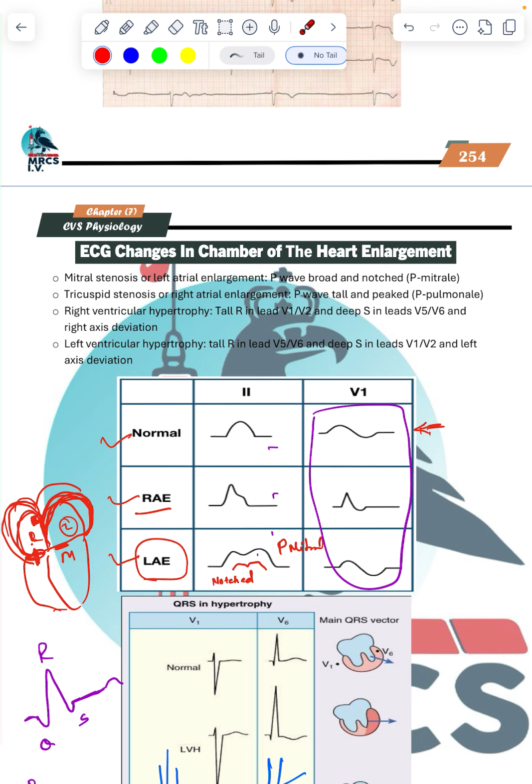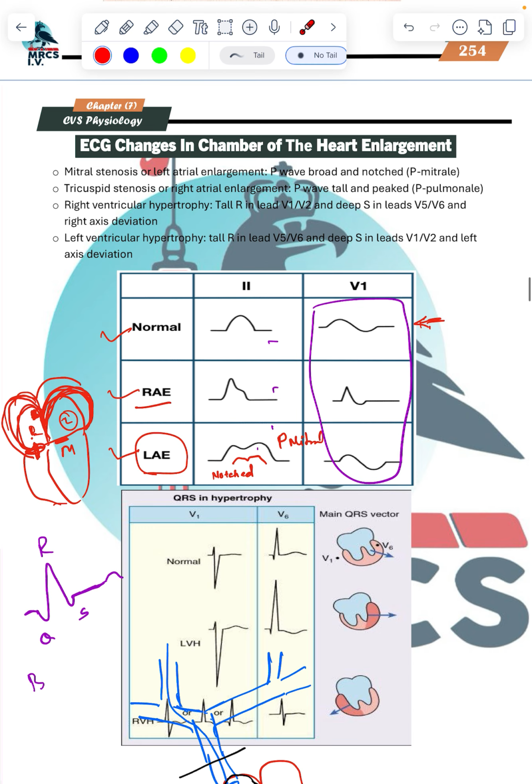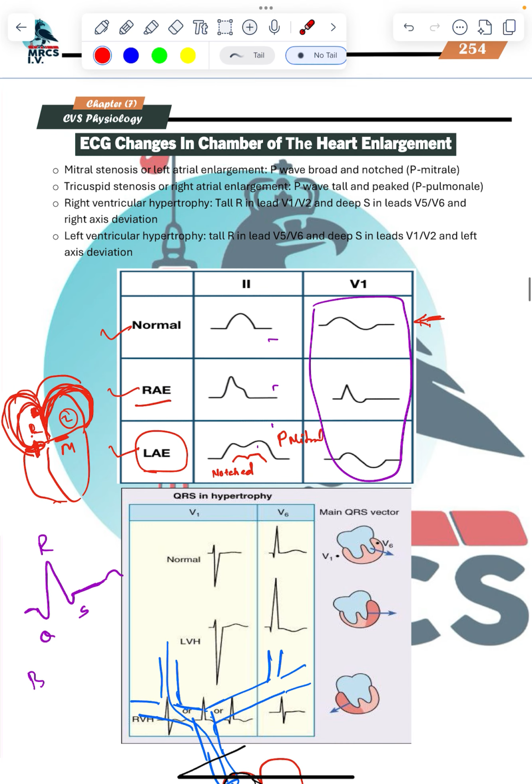Right ventricular hypertrophy, tall R. Whenever there is hypertrophy, this one will become tall. In right ventricular hypertrophy, there is a tall R in V1 to V2 and a deep S in V5, V6. V5, V6, S wave. This is the QRS.